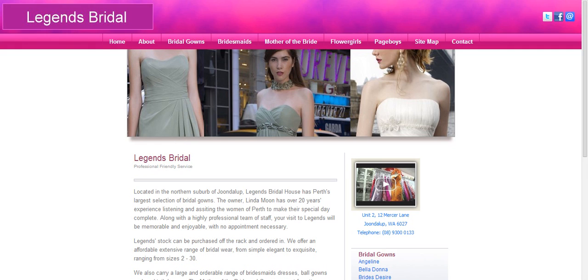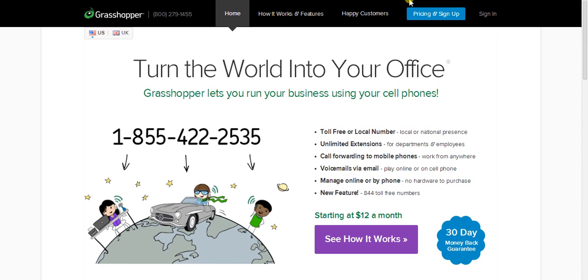So, a great example of a customer-oriented headline is on grasshopper.com. Now, Grasshopper provides call services to different businesses. So, the big headline that stands out is "Turn the world into your office." It's saying what Grasshopper can do for a customer. Then the subline, "Grasshopper lets you run your business using your cell phones." It answers the customer question about what is Grasshopper, and it solves a customer problem. It's everything that a prospect wants to hear when they land on this page, and it's big, bold, and really attention grabbing.